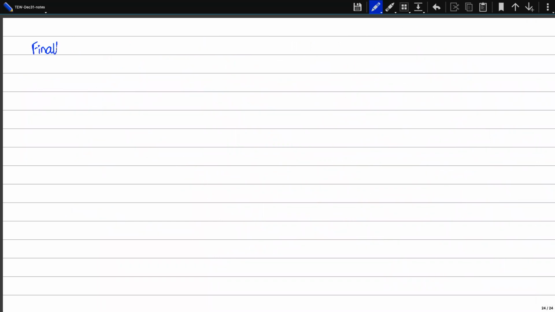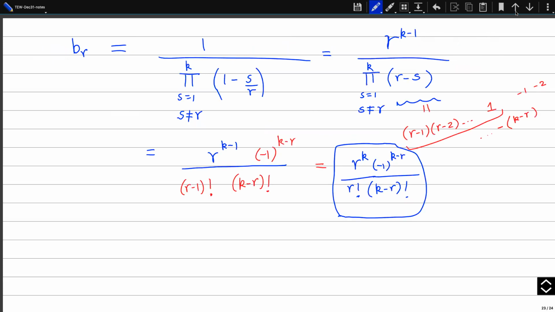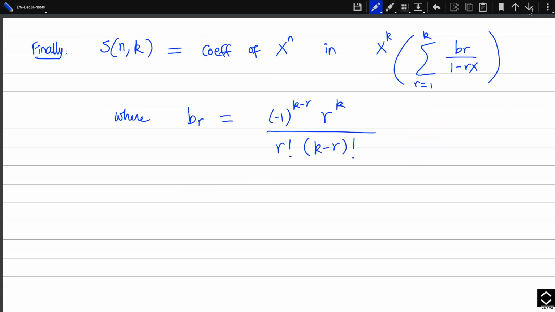Finally, the coefficient we want, which is the Stirling number, is just the coefficient of x power n in the expression x power k multiplied by the sum of b_r by 1 minus rx, r goes from 1 to k, where we explicitly know the b_r's. The b_r's are just, what did we say, minus 1 power k minus r, r power k by r factorial, k minus r factorial. So that's the value.